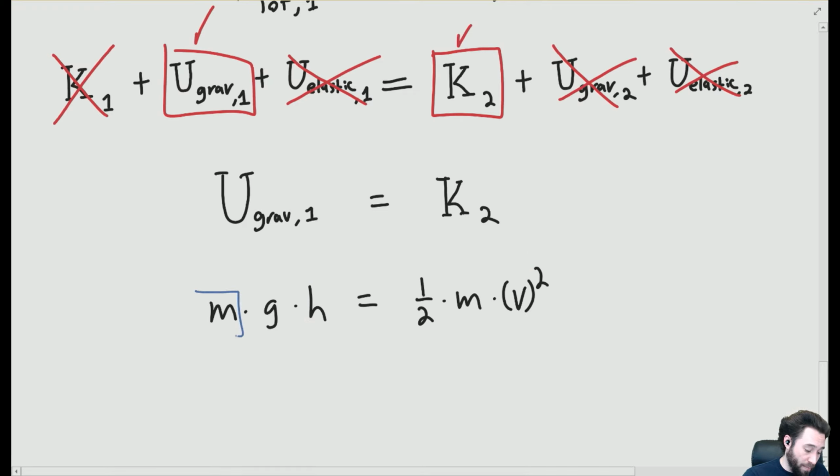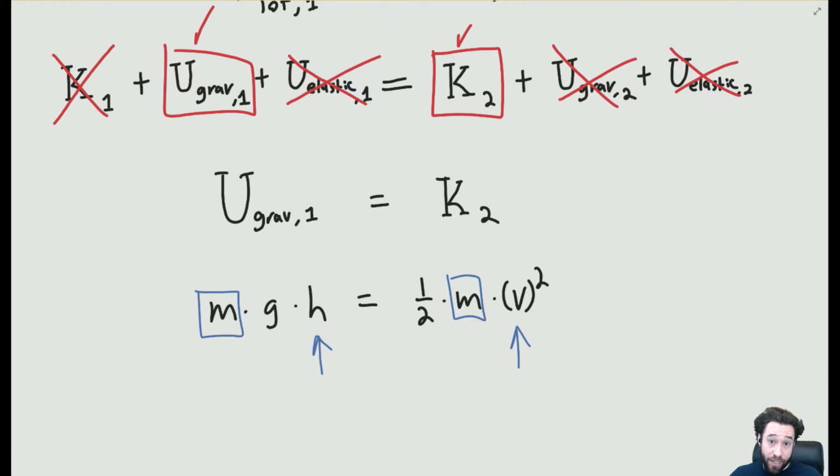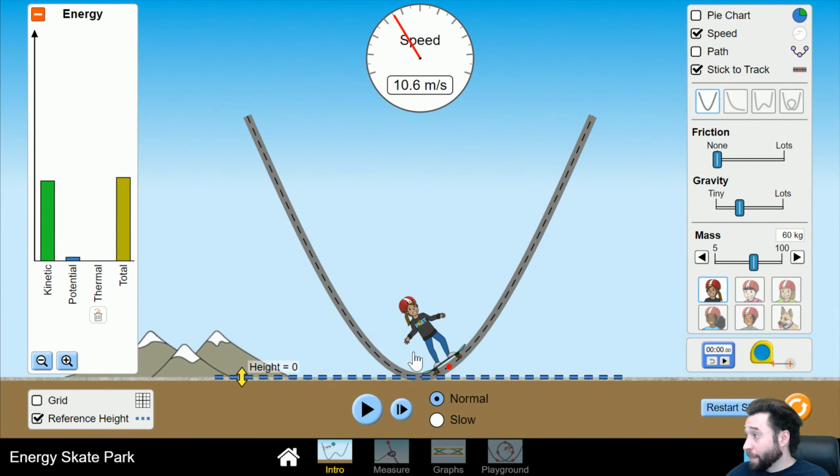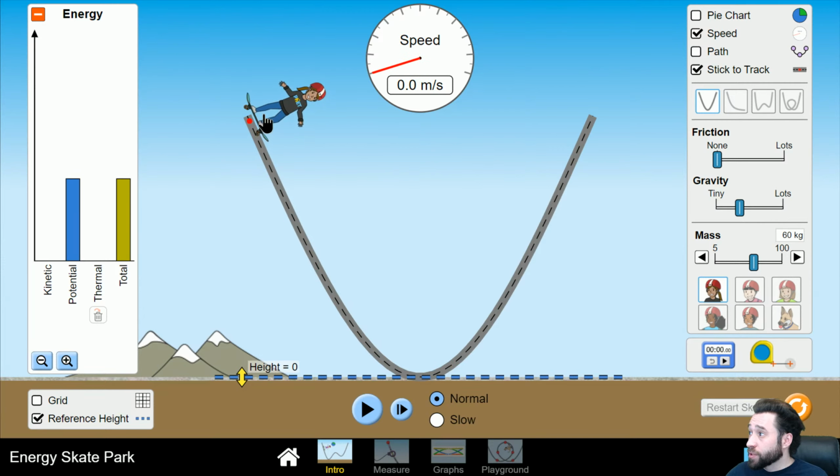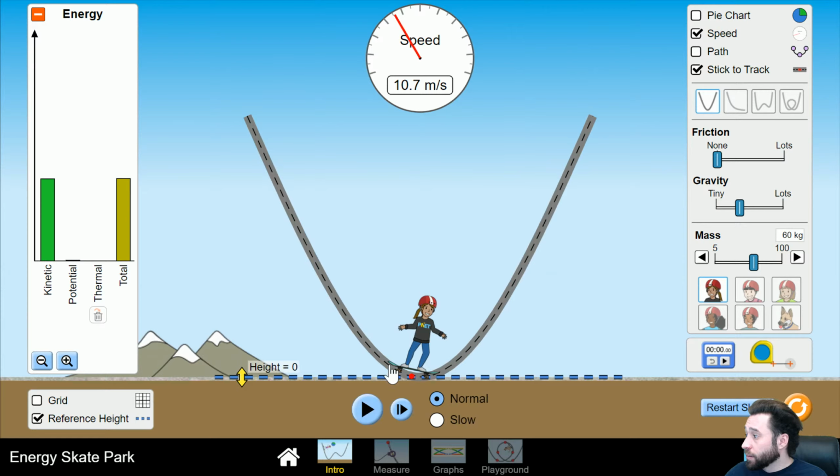Now, does the mass have any effect on how high I go or how fast the object is moving? If I increase or decrease the mass, does that have any bearing on how high the object will go or how fast it will go? Let's see. So if I move my person up here, all right, the maximum is 10.8.